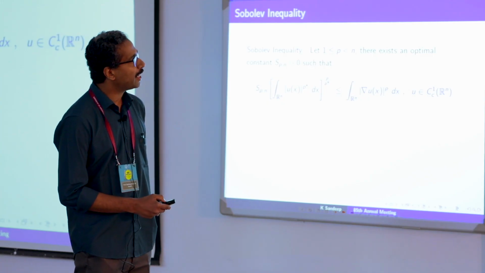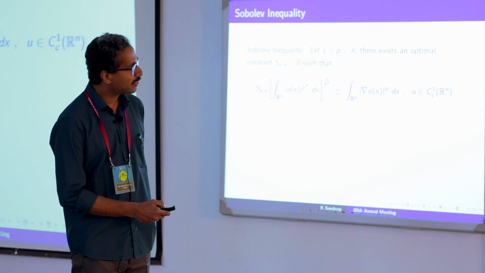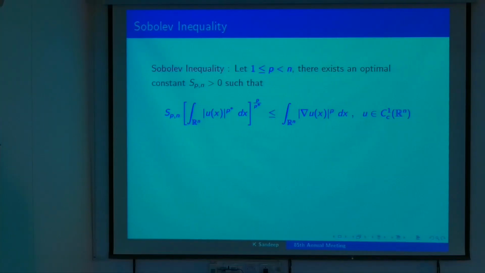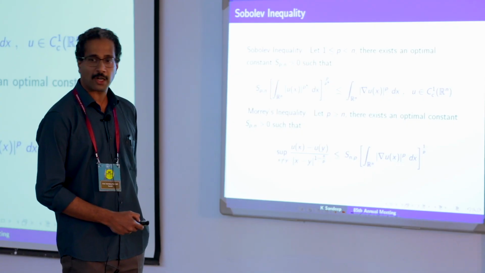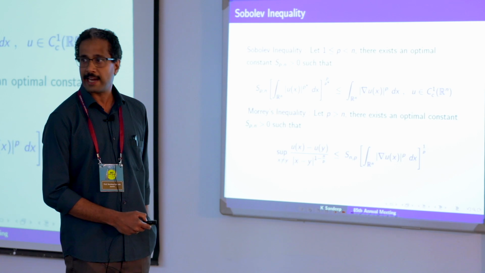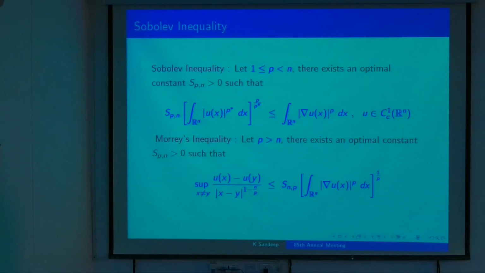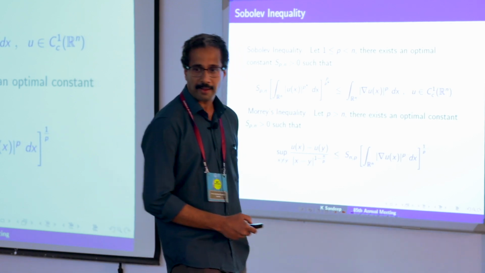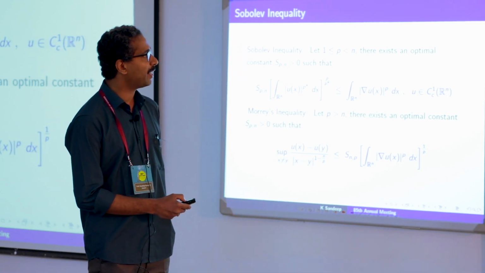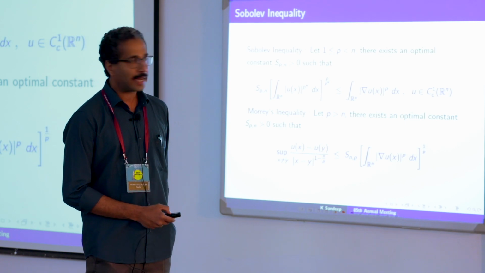What happens when p is greater than or equal to n? Okay, it is this gradient of u to the power p on the right hand side. What is it going to control? In fact, there is an inequality when p is strictly greater than n. What it controls is the oscillation of the function, what we call the Holder norm and so on. It is this modulus of u(x) minus u(y) divided by mod x minus y to the power 1 minus n by p is less than or equal to this kind of a thing. So this is what is known as the well-known Morrey inequality. So this still leaves one case open, when p is equal to n. Okay, and that is also known.